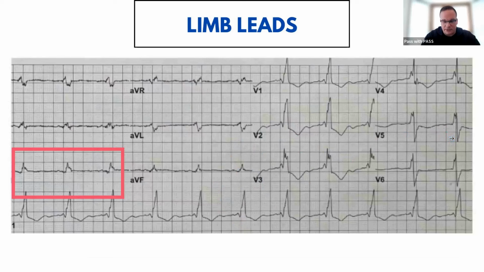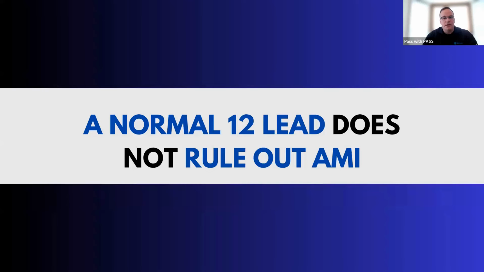There are a lot of examples and a lot of studies out there that you can look at, if you'd like to dive a little bit deeper into why limb leads should be on the limbs, just from their view in Einthoven's triangle. So a normal 12 lead does not rule out an AMI.